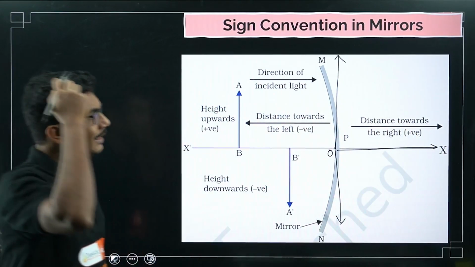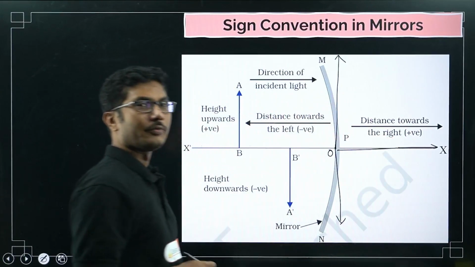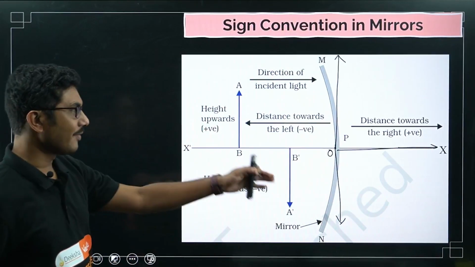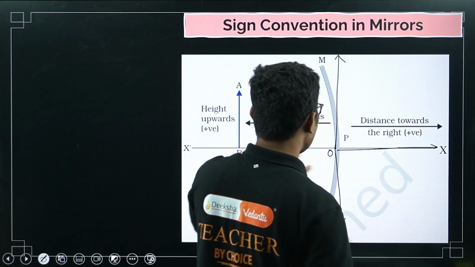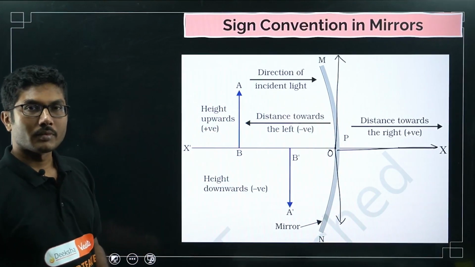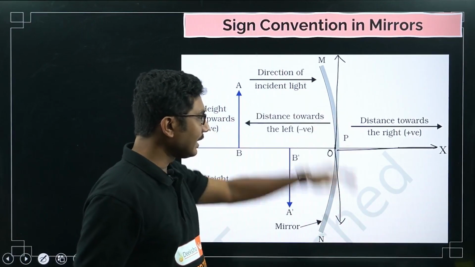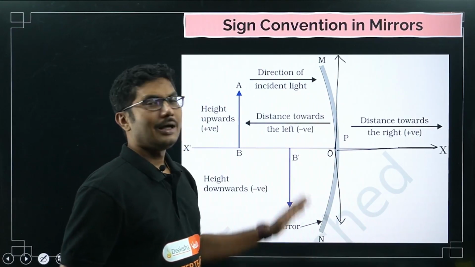Anything in this direction, any point in this direction, is always positive. Any point on this hand side, our left hand side of the screen, when we are facing the screen, that is negative, right? Anything on our upward side is positive, anything on our downward side is negative. Clear? This is the sign convention.